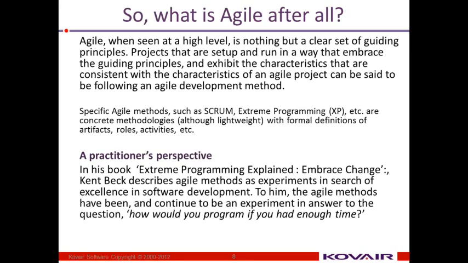In his book, Extreme Programming Explained: Embrace Change, Kent Beck, who was one of the pioneers and a signatory to the Agile Manifesto, describes Agile methods as experiments in search of excellence in software development. To him, Agile methods have been and continue to be an experiment in answer to the question: how would you program if you had enough time?